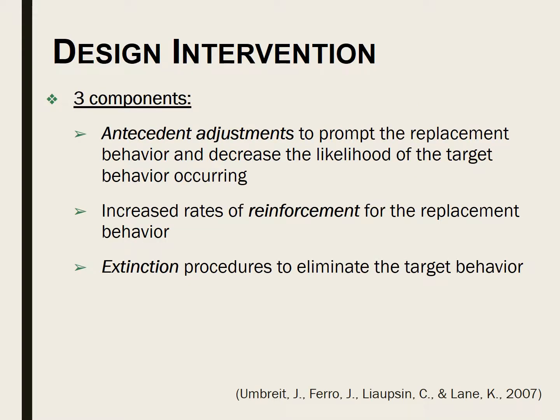Interventions contain three components: an antecedent adjustment, reinforcement, and extinction procedures. Antecedent adjustments are things that prompt the replacement behavior and decrease the likelihood of the target behavior occurring. Reinforcement is increased rates of reinforcement for the replacement behavior, that is, the appropriate behavior you want the student doing instead. And extinction procedures include procedures to eliminate the target behavior.